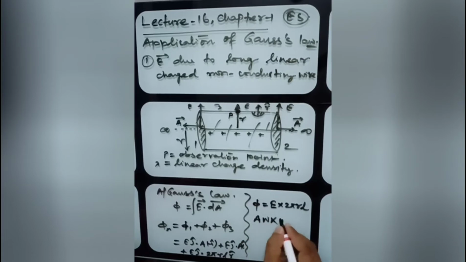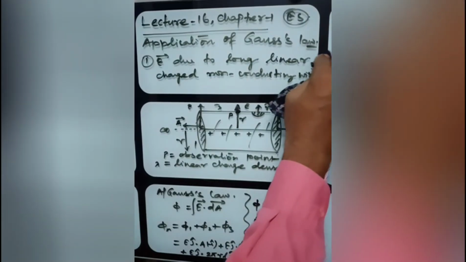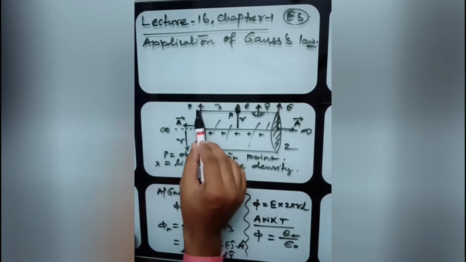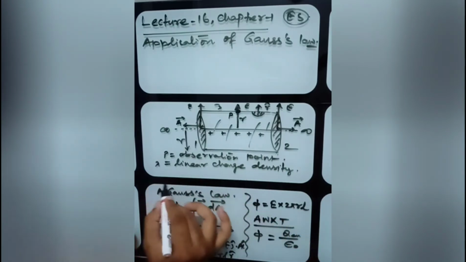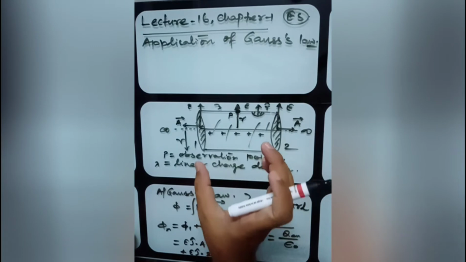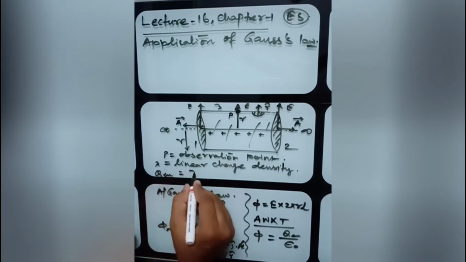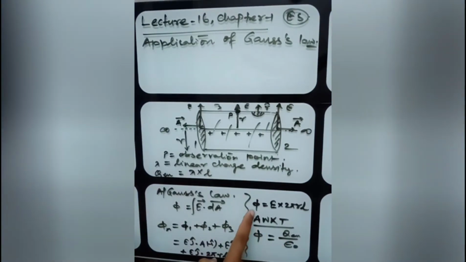Now we know that this phi can also be written as Q enclosed by epsilon naught. Yes, students, Q enclosed by epsilon naught. Now we have to find the Q enclosed. Here charge is enclosed within the length L, and lambda is the linear charge density, and we know that if the linear charge density is given, then for a particular length we can find the charge by multiplying by lambda. So the enclosed charge we can write as lambda times L. This is the enclosed charge that we have to put over here, and this phi is equal to this phi.